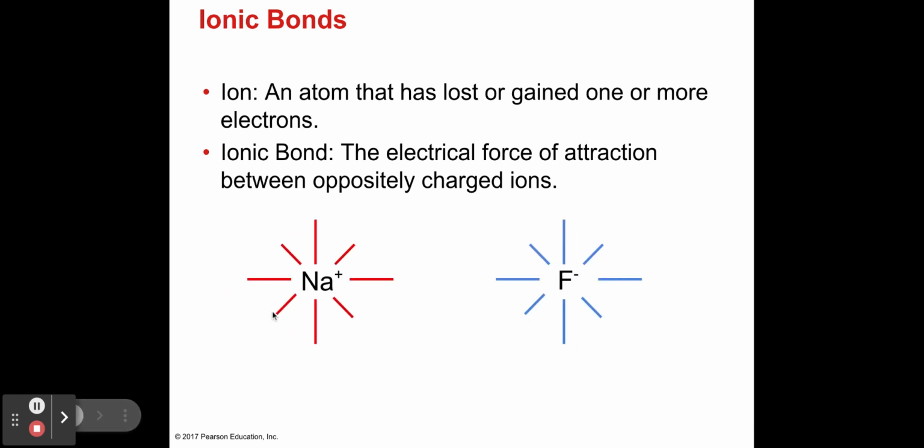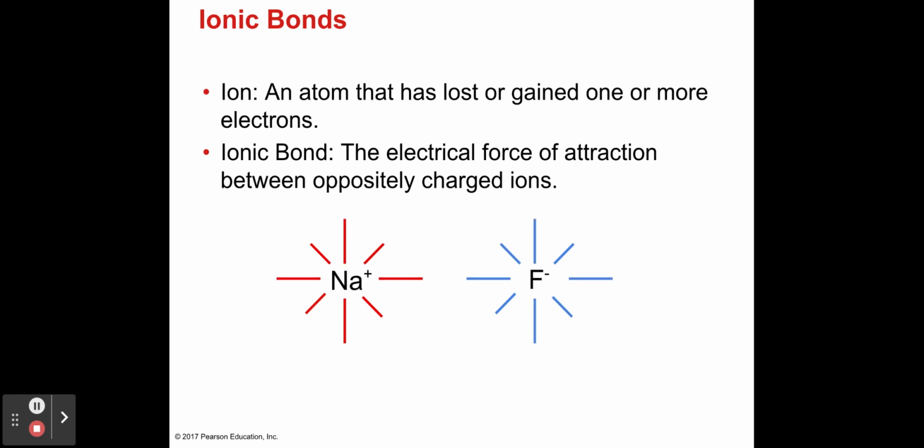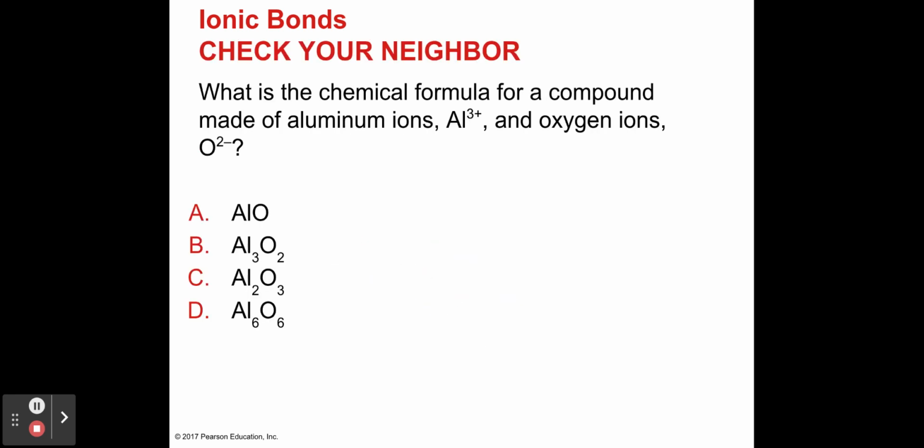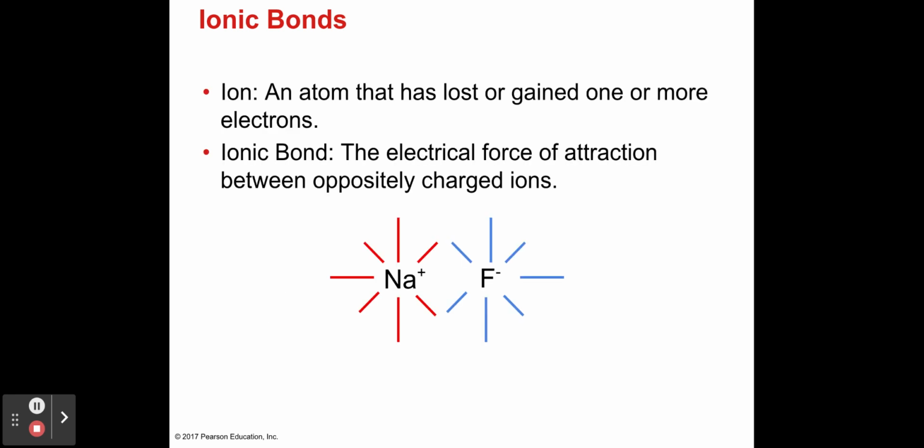So we've talked about sodium having a positive charge and a fluorine atom having a negative charge. So an ionic bond will be formed when these two come together. When they come together, they attract, and the force of attraction that exists between these two oppositely charged ions is what we call an ionic bond.